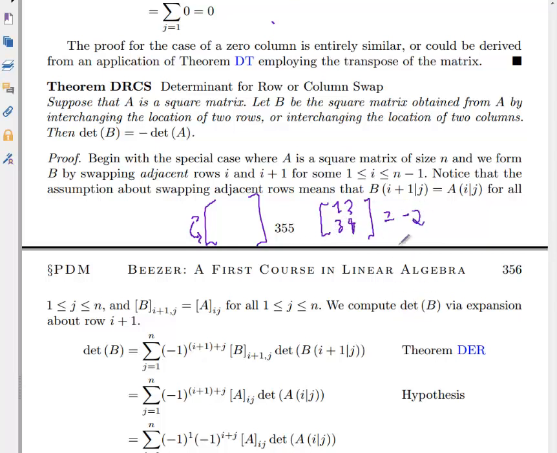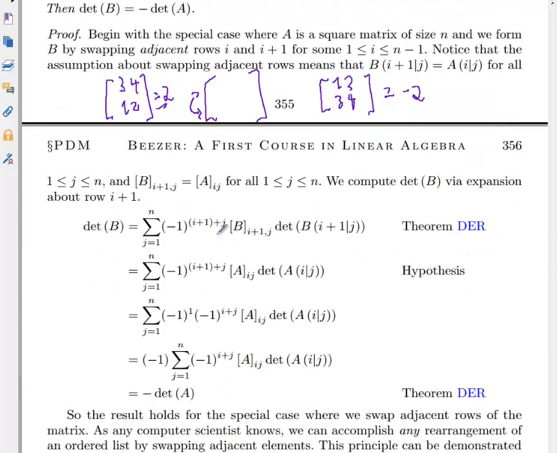Now if I swap two rows, that would be 3, 4, 1, 2. And that would give me 6 minus 4, which is 2. Now it's quite interesting that the numbers are quite different when you do the computation, but the computation works out to be the same. Okay, so when you switch the two rows, you get the negative of the determinant. Turns out that that's true in general.